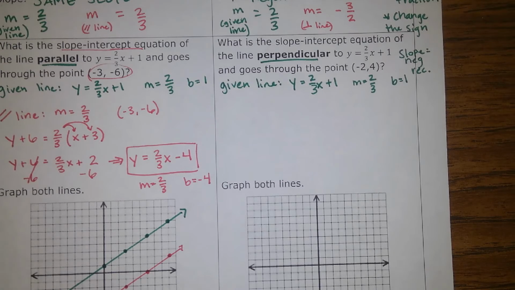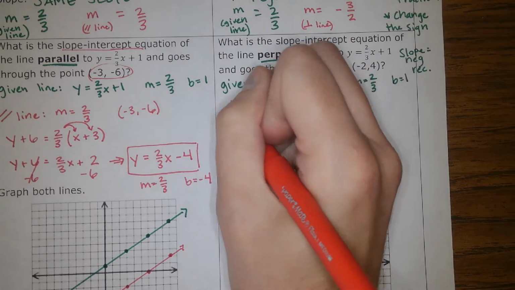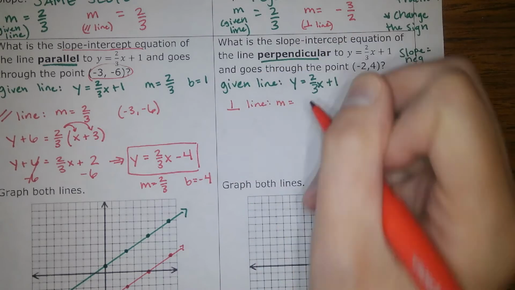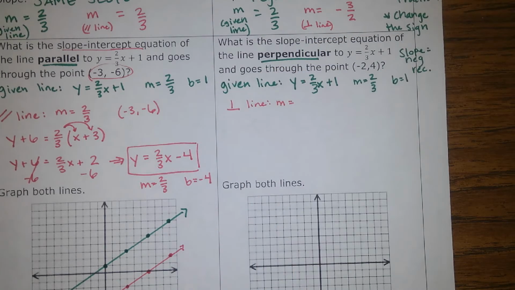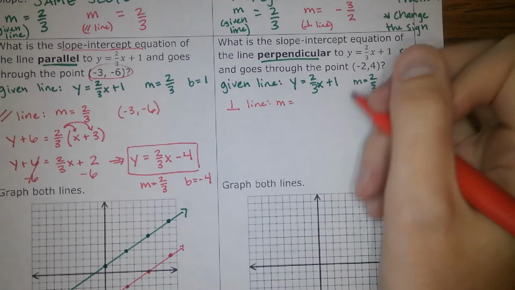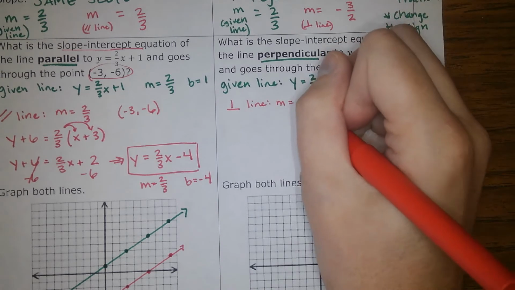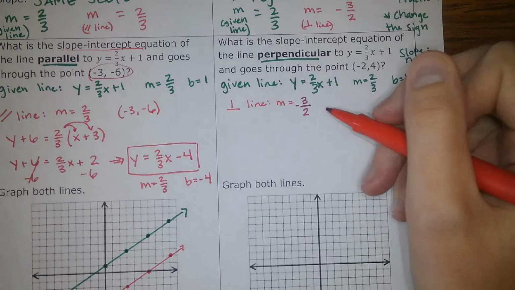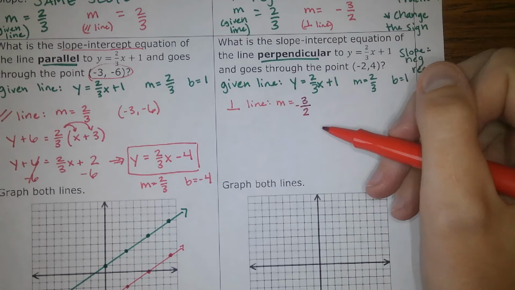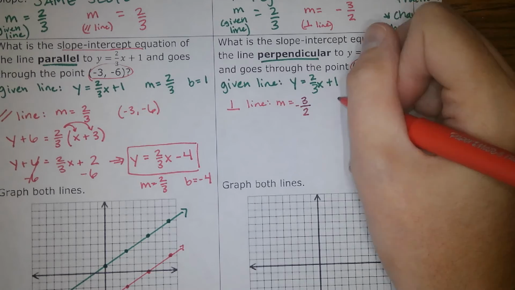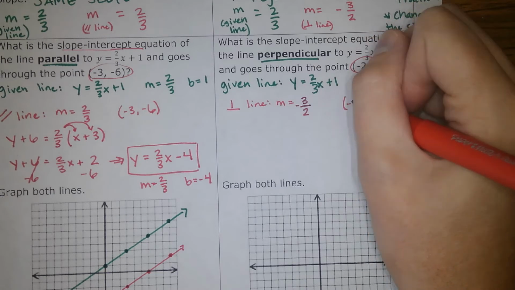Now, for our perpendicular line, our slope is going to be something different. We're going to have to flip the fraction and change the sign. So just like we did up here in our example, if we flip the fraction and change the sign, it's -3 over 2, okay? And then the point that they give us is a different point. Our point is negative 2, 4.